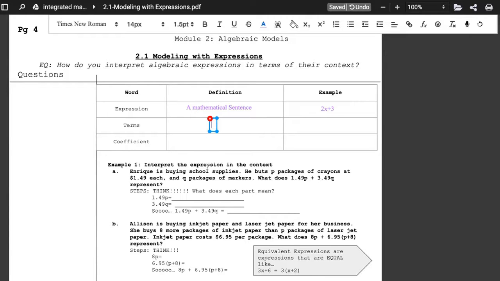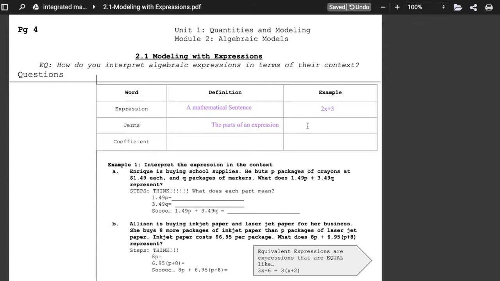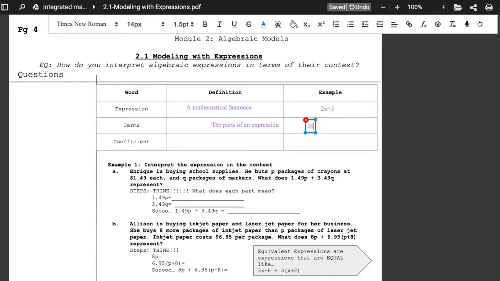Terms are the parts of an expression. So the terms in the example that we had of 2x plus 3, well, 2x would be a term and 3 would be a term. They're just the numbers, the parts of the expression. That includes the variables.